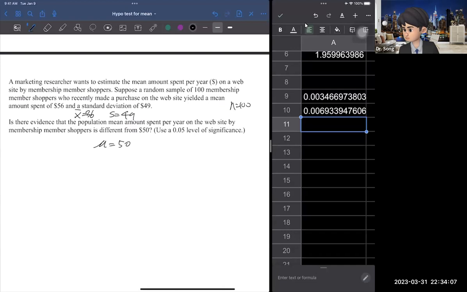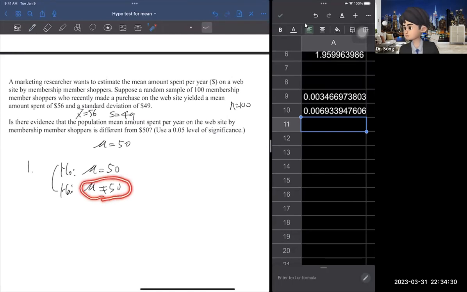So the first step, as usual, you set up the null hypothesis and alternative hypothesis. The null hypothesis is mu equals 50, and the alternative hypothesis is mu is not equal to 50. Oh, by the way, here I made a mistake. The sample mean is not 36, it's 56, right? And how do I know that the alternative hypothesis is not equal to? Well, the question says different from 50. So that's why the alternative hypothesis is not equal to. That means this is a two-sided test, right?